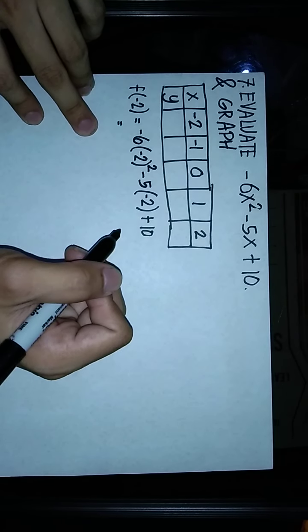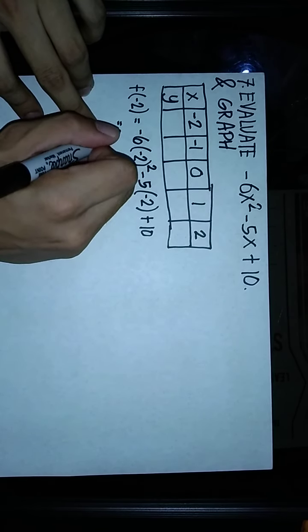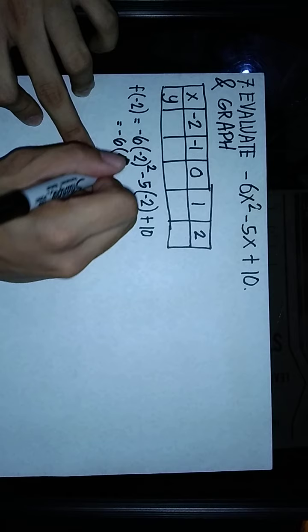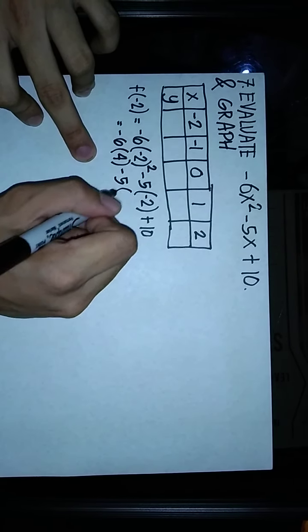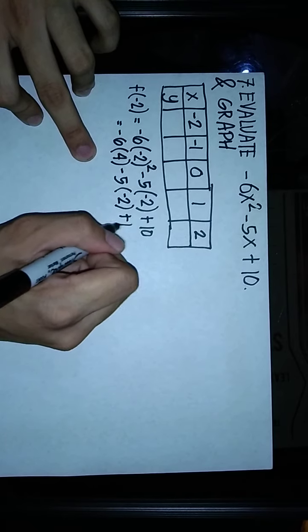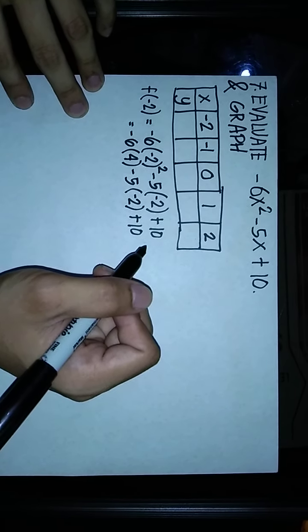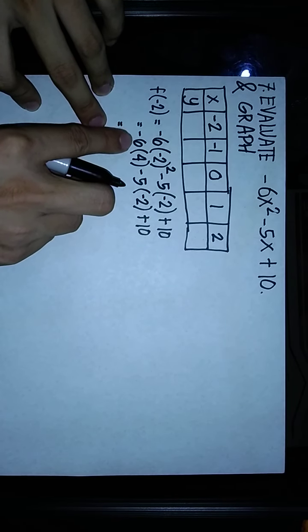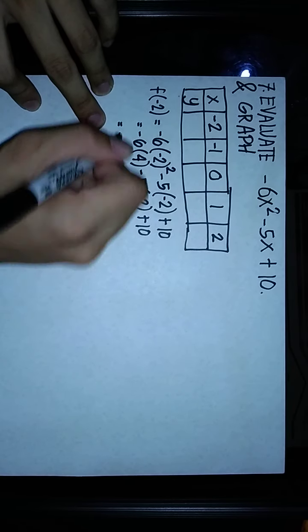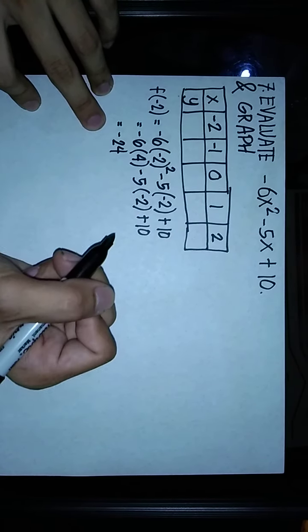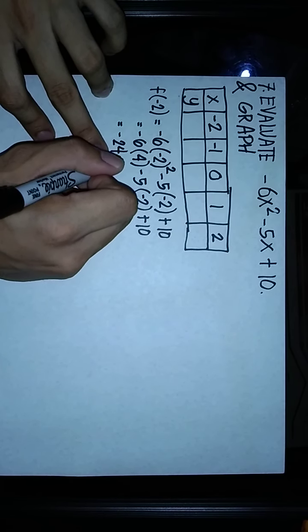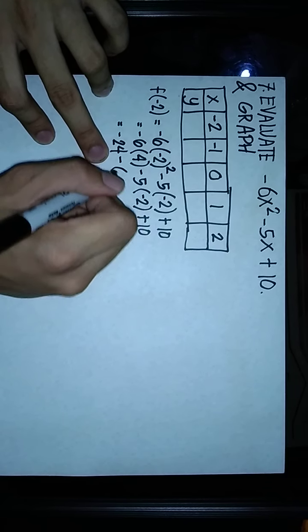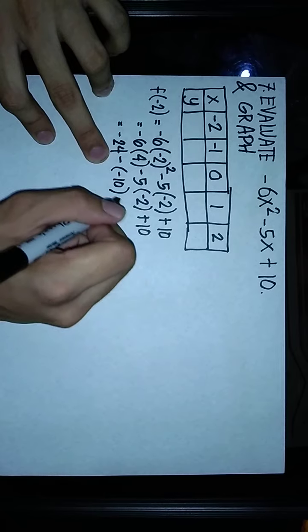So, PEMDAS ang gagamitin natin. So, uunahin natin yung exponent. So, we will have negative 6 times negative 2 squared, that is equals to 4, minus 5 times negative 2 plus 10. And then, next thing to do, yung kanyang multiplication. So, negative 6 times positive 4, that is negative 24. And then, minus 5 times negative 2, that is equals to negative 10, plus 10.